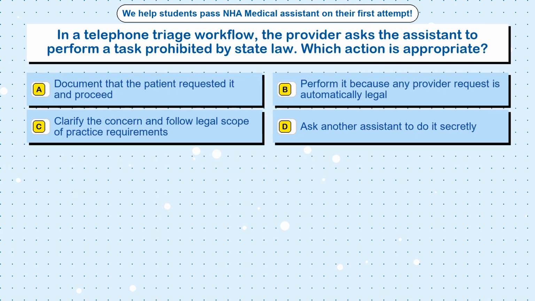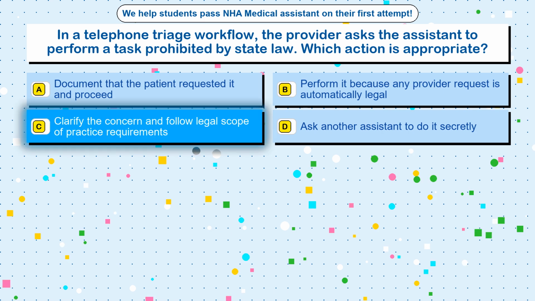Question 82. In a telephone triage workflow, the provider asks the assistant to perform a task prohibited by state law. Which action is appropriate? Option A. Document that the patient requested it and proceed. Option B. Perform it because any provider request is automatically legal. Option C. Clarify the concern and follow legal scope of practice requirements. Option D. Ask another assistant to do it secretly.